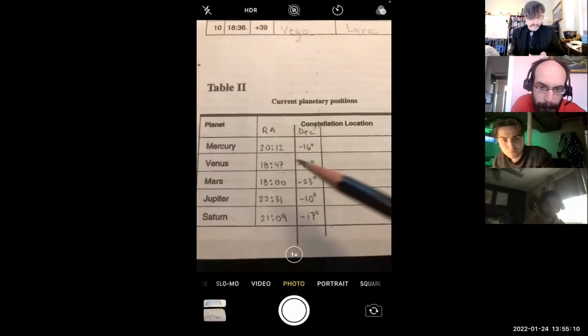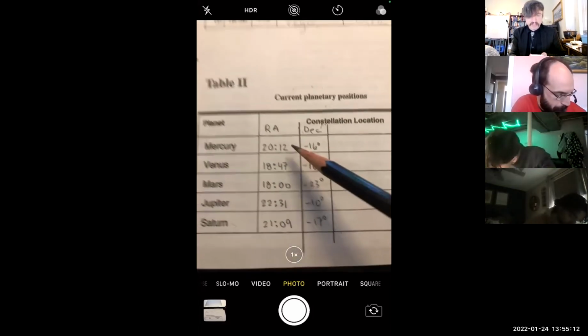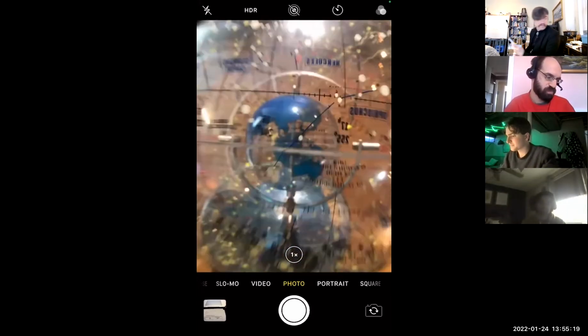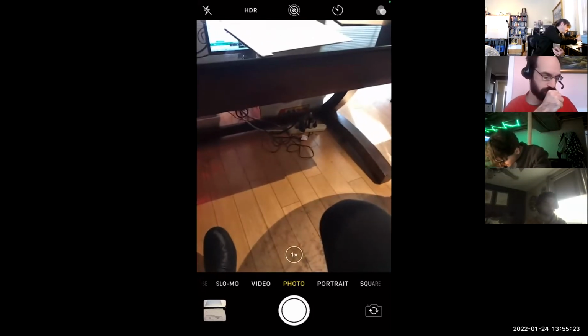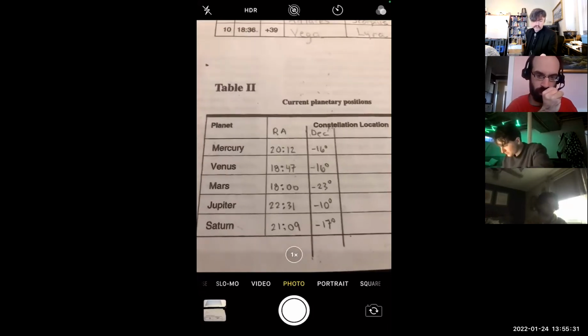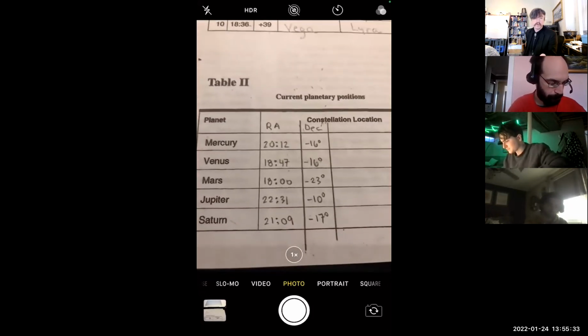So let's see if we can figure out what constellation Mercury would be in tonight. If we use this globe, and I want to warn you guys something about this globe. This globe, let me get a cue card here. Wow, I just happened to have... What's the declination for Mars? -23. Okay.